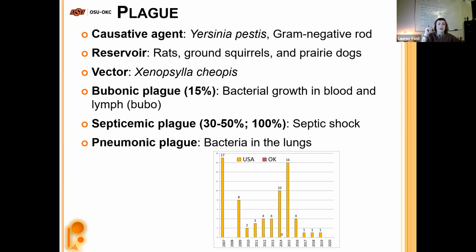Bubonic plague, we have bacterial growth in the blood and the lymph itself. And then we'll have development of buboes. There'll be an obvious, visible swelling of lymph nodes, visible from the outside, just from the skin. Septicemic plague, which is going to lead to septic shock. That's going to be 30 to 50% of cases, and it has a 100% death rate. And then pneumonic plague, where it is transferred to the lungs.